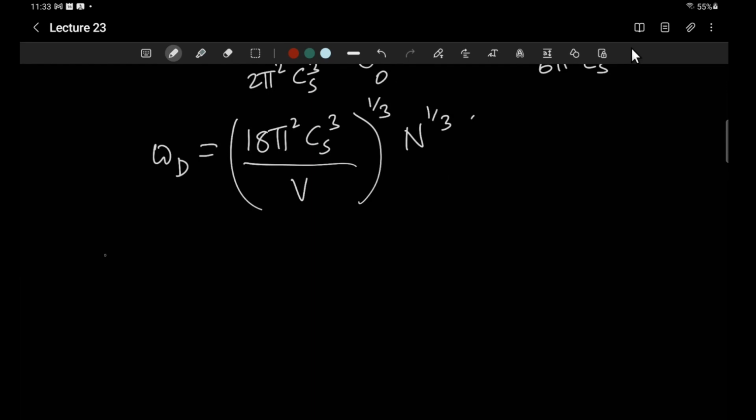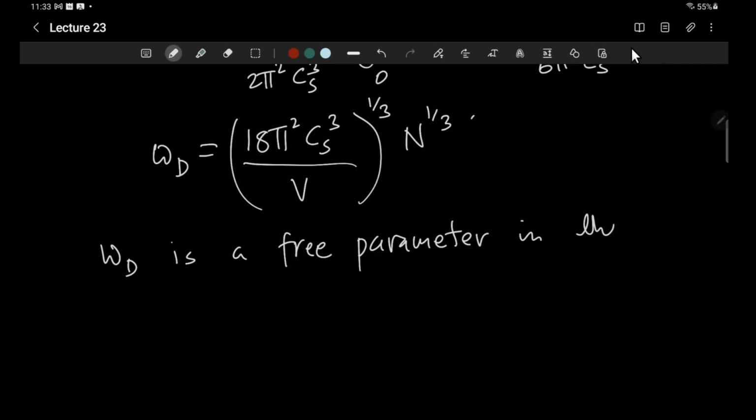So omega d is a free parameter from our viewpoint. We can trade speed of sound, v, etc. for just this single free parameter in the model. We are not done with the Debye model, but still, it's a free parameter in the Debye model.